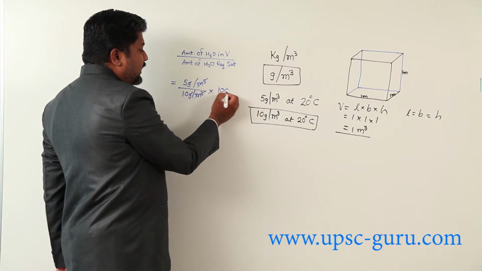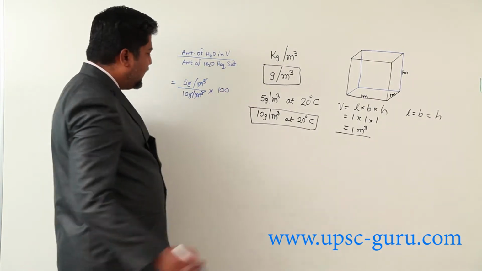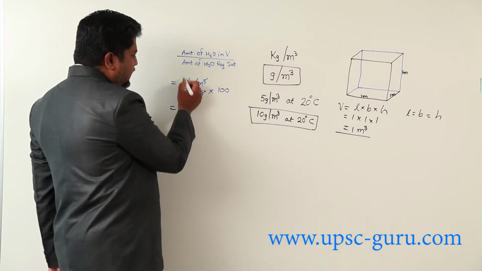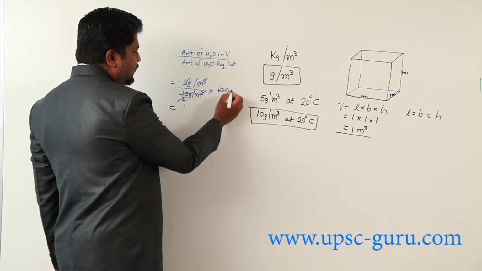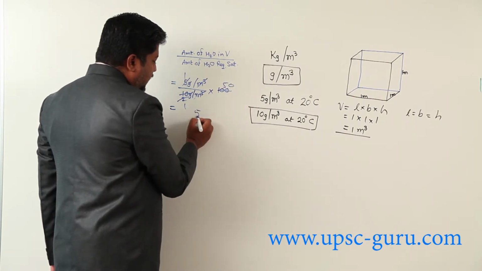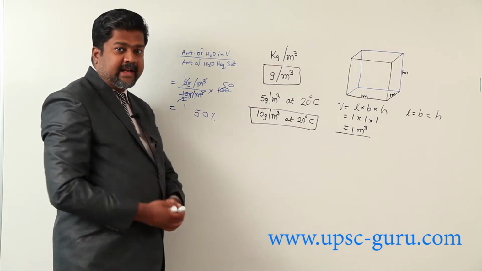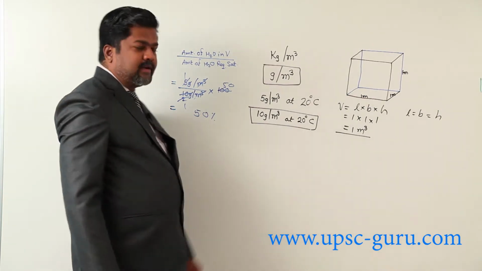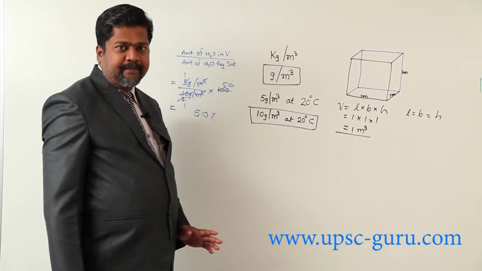Usually this is given in terms of percentage, so I have to write down percent. Multiply by 100. So 5 ones are 5, 5 twos are 10, and so this is 50. So I have to say the relative humidity of air in this case is 50%. So this is the concept of relative humidity.